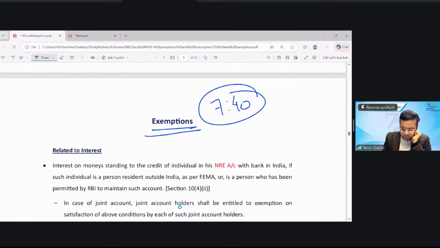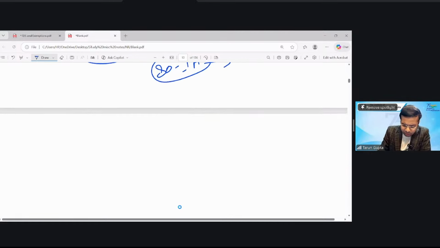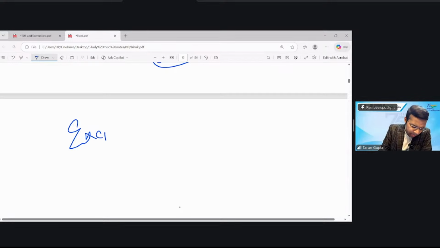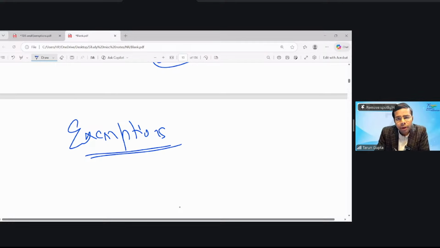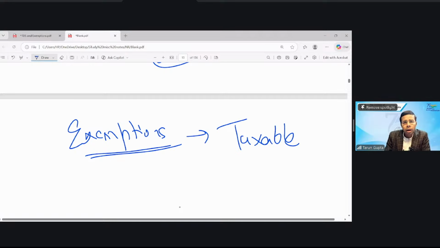Now we are discussing exemptions. Exemptions available to the non-resident. See, first understand, exemption means that at the first place, had these exemptions not been there, this income would have been taxable. So whatever we are discussing here, it would have been taxable in India in the absence of this exemption provision. So you will see all these incomes are actually taxable in India under the provisions which we have already discussed.